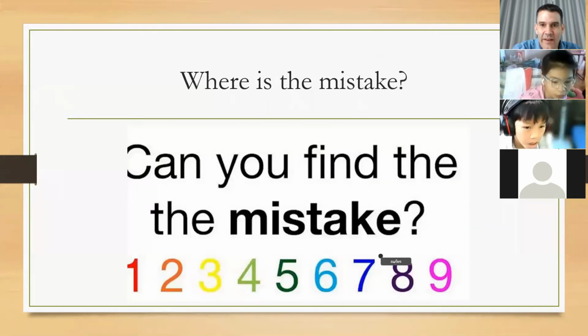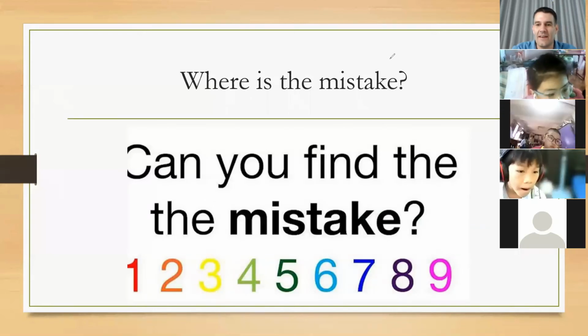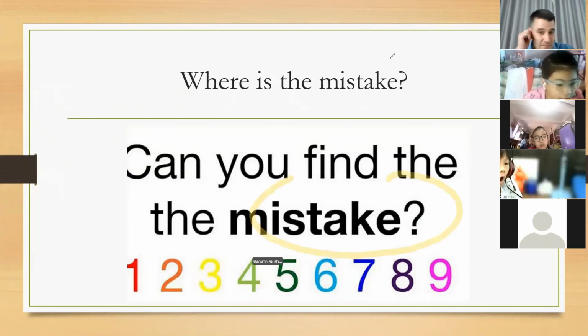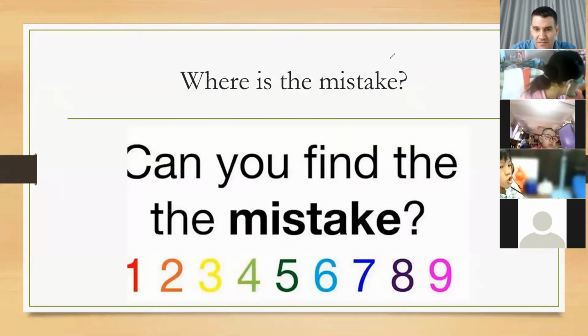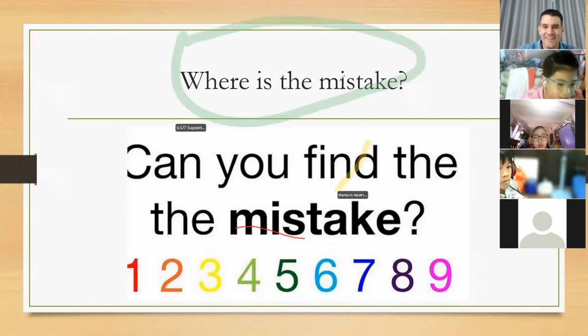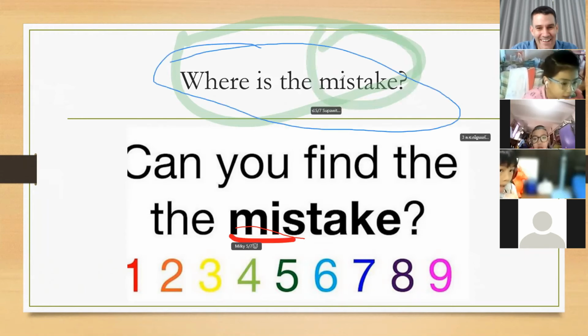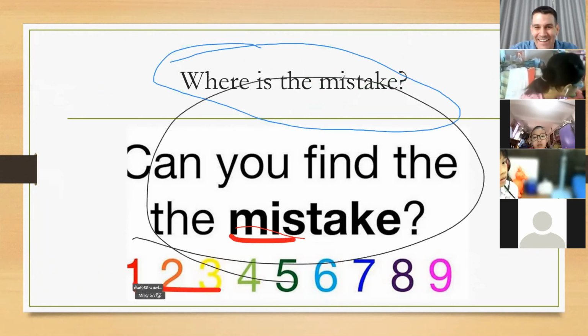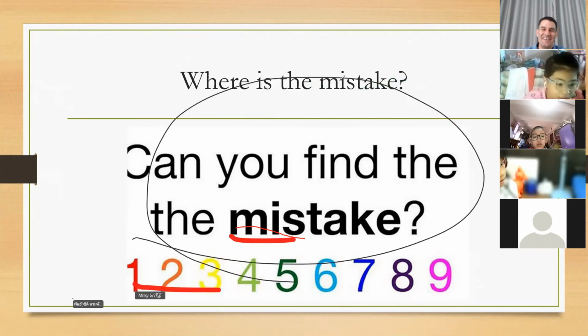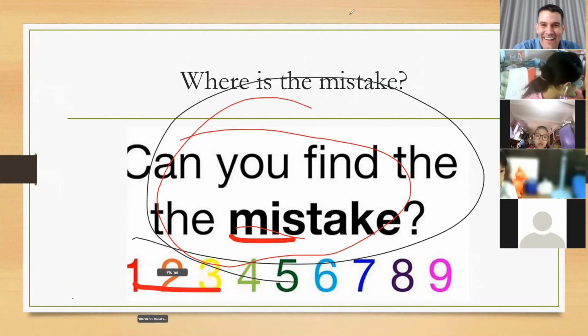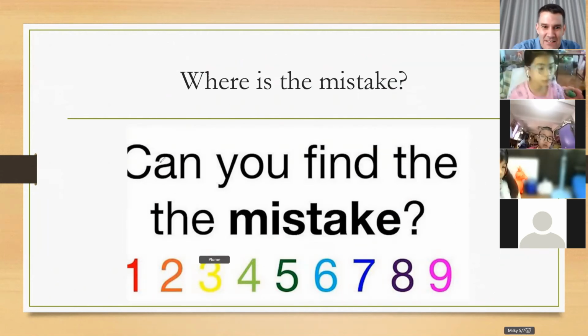Okay, next one. Where is the mistake? Where is the mistake? Can you find it? Mistake? No? Oh, no. Can you find it? No. Nobody can see it. Just circle everything. Okay, I will show you where the mistake is. So can you find it?